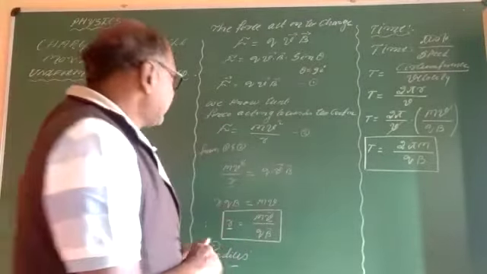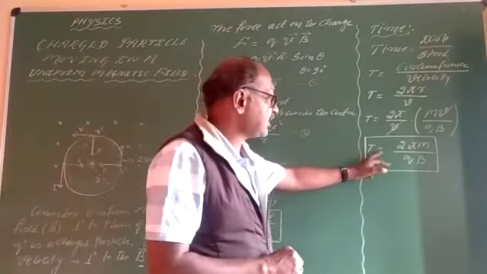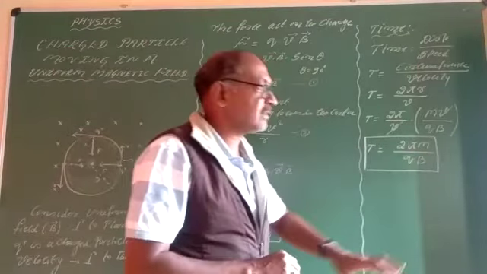So when a charged particle starts rotating like this, for the first rotation, t is nothing but 2 pi m divided by qB.